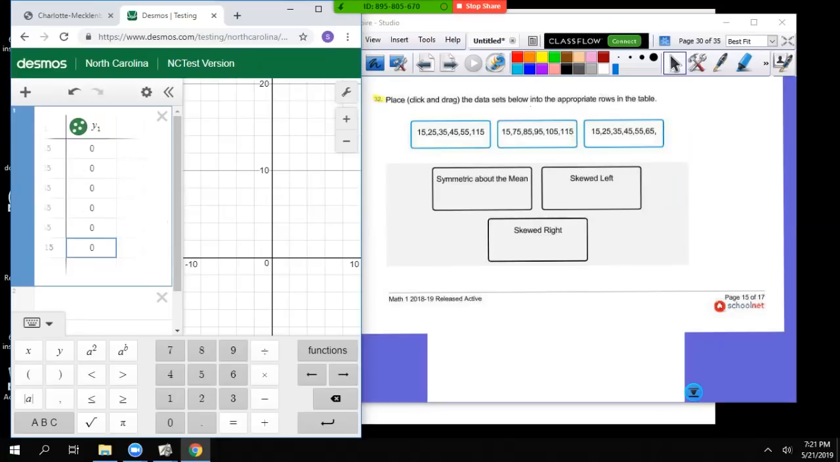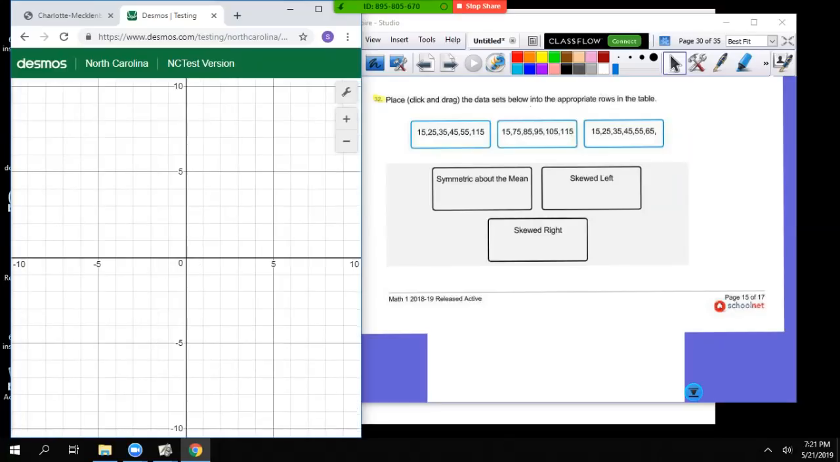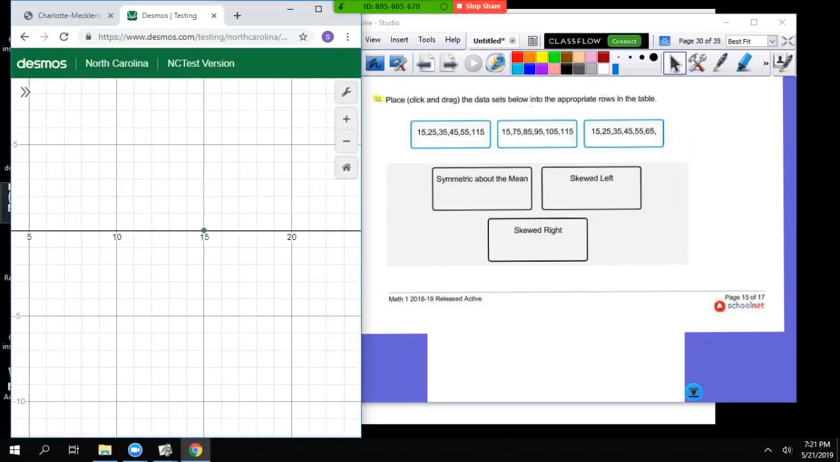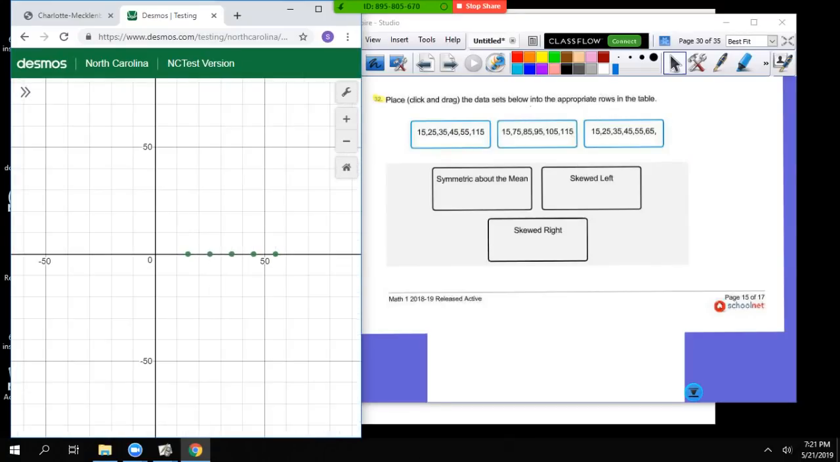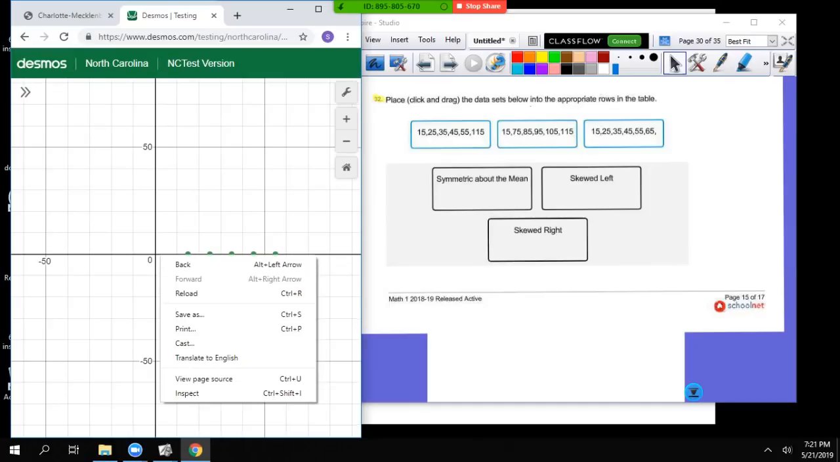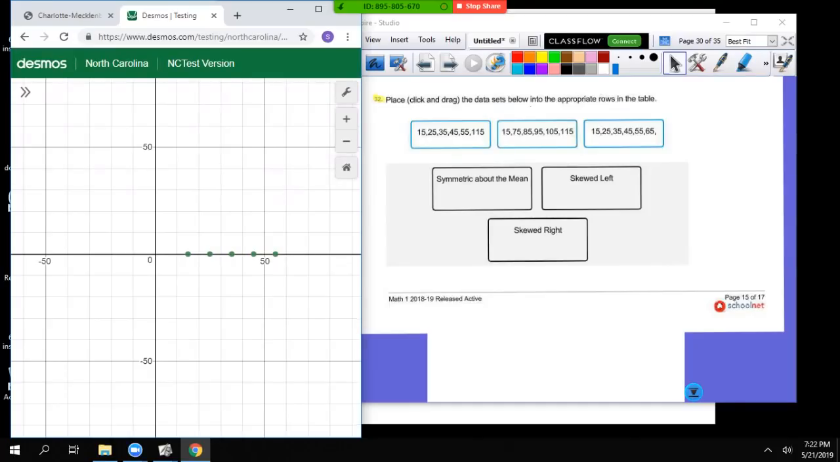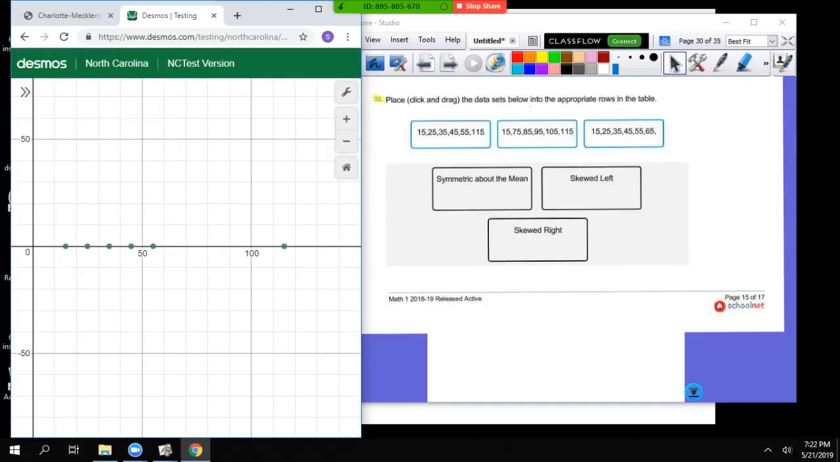We're going to let Desmos plot that for us. So I'm going to move the table, or move the graph, so we can see those. Okay, so here are our points. Nice and neat, right? Okay, so we have everything through 115. Okay, I just wanted you to see that.